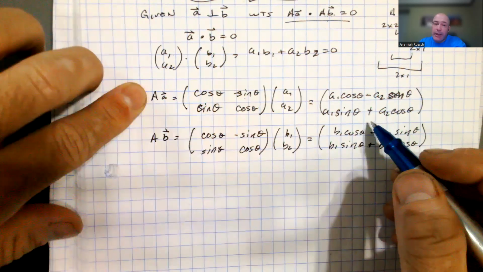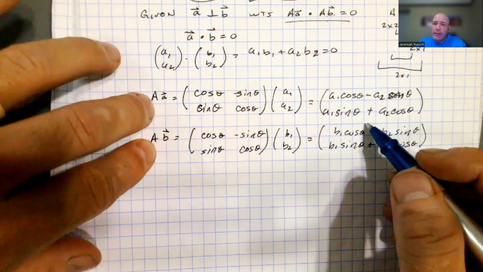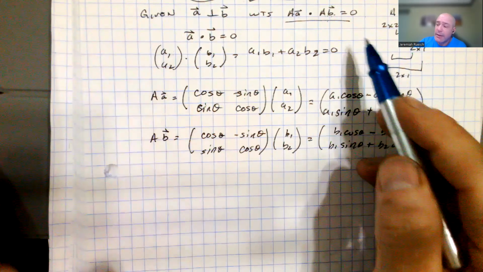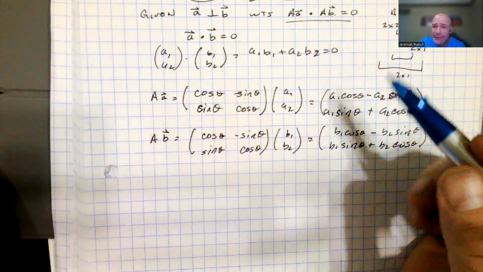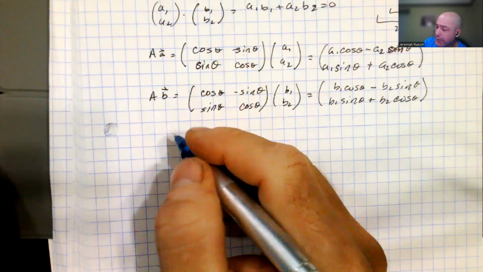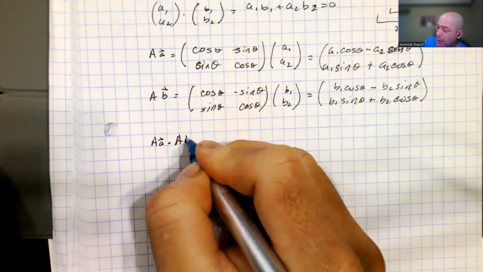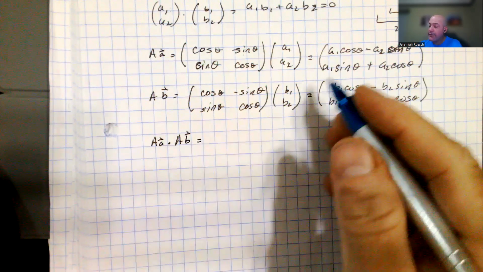And so now I have my AA and my AB. Now I need to dot these two vectors together and see if indeed their dot product is equal to 0. If it is, then they are orthogonal and we have what we're trying to show. So AA dotted with AB, what do we have? We have this vector.